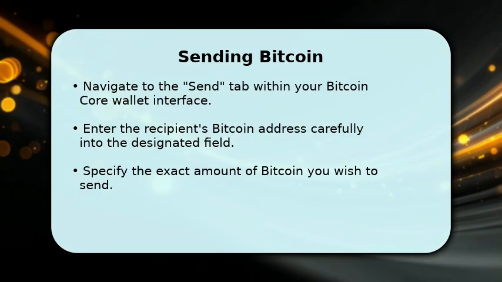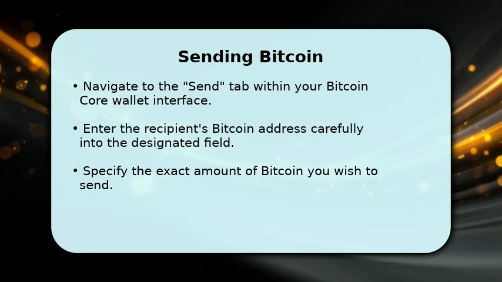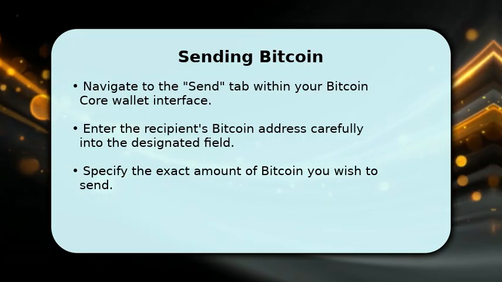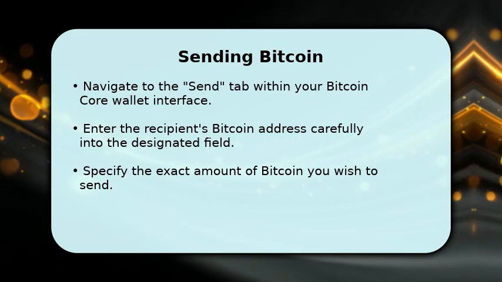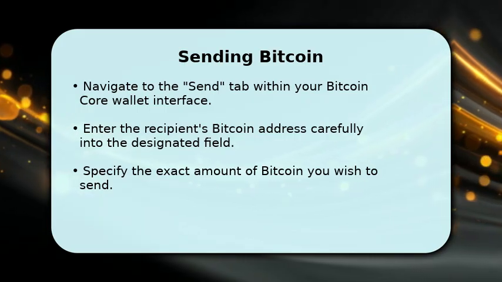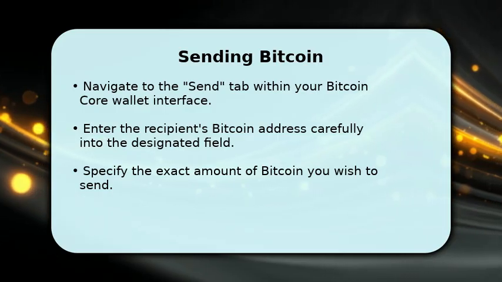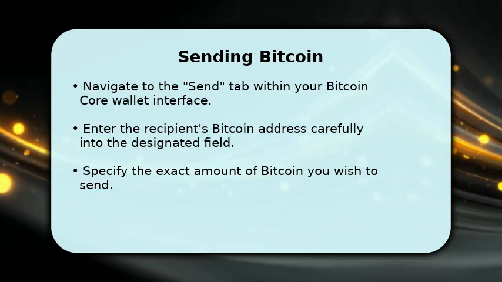To send Bitcoin, navigate to the Send tab in your wallet. You'll need the recipient's Bitcoin address, which is a long string of letters and numbers. Always double-check this address for accuracy, perhaps by scanning a QR code if available. Then, input the precise amount of Bitcoin you intend to send.